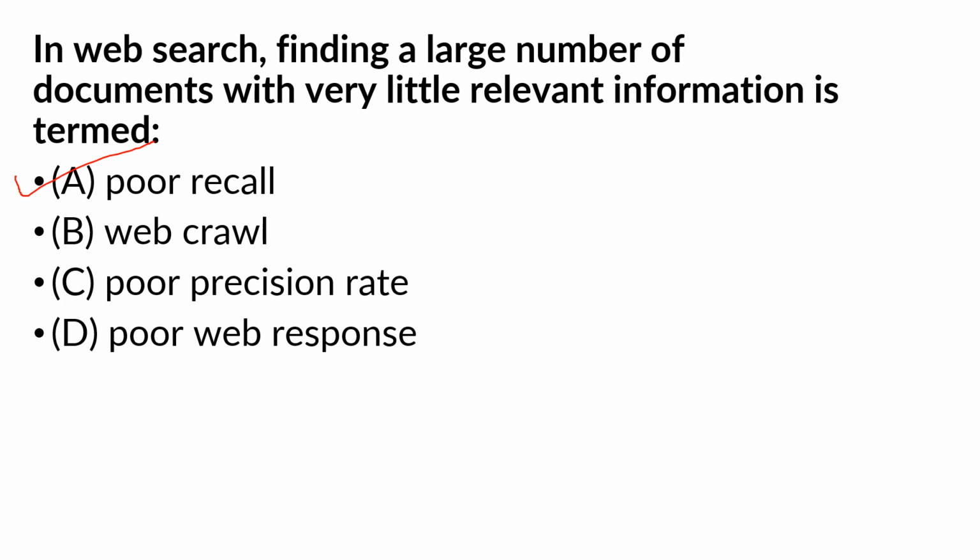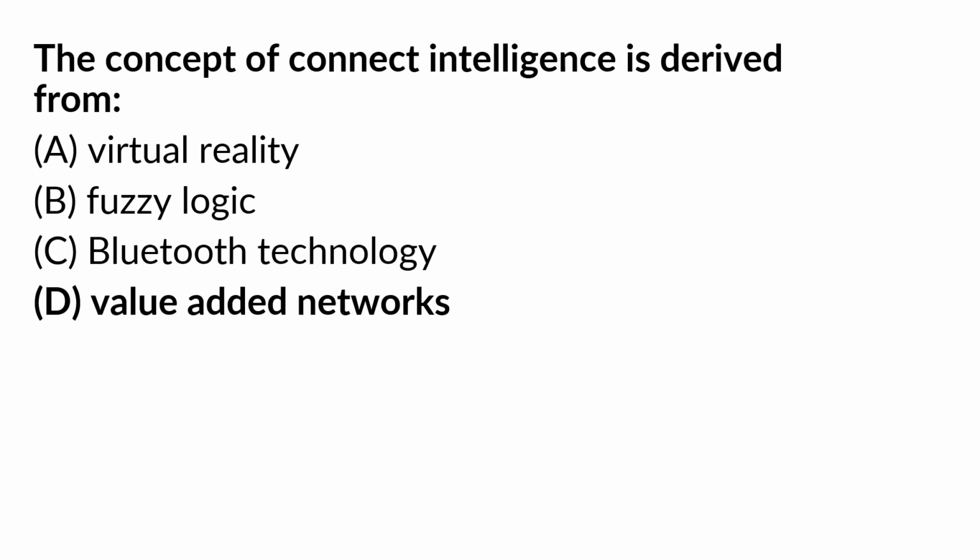In web search, finding a large number of documents with very little relevant information is termed as poor recall. The concept of collective intelligence is derived from. So here in this question they ask you about the concept of collective intelligence, which is derived from, for which the first option here is virtual reality, second one is functional logic, third one is Bluetooth technology, and the last one is value added networks.